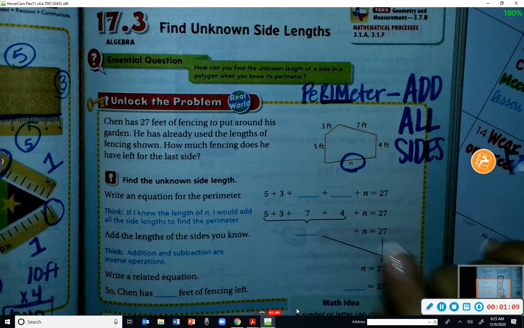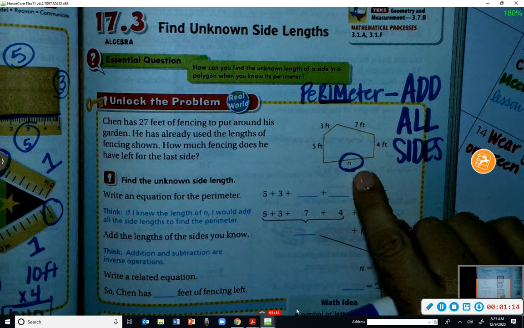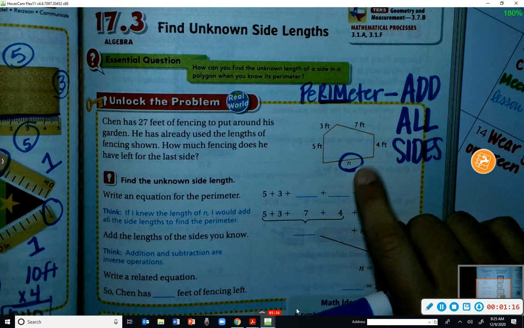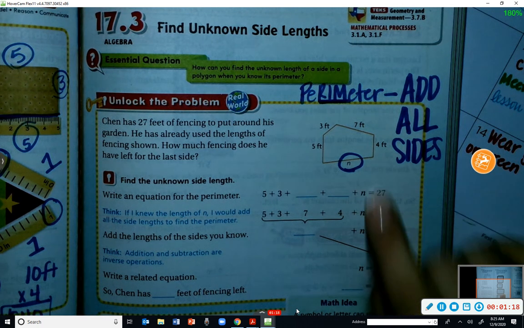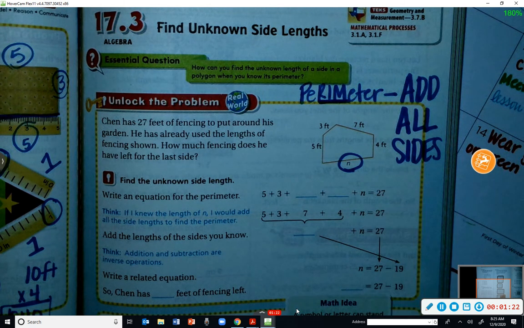Okay, but today we're going to look at what we do to figure out if we don't know one of the sides. How are we going to figure this out? So let's look at what the question says at the very top. Everybody with me where it says unlock the problem? It says Chin has 27 feet of fencing to put around the garden. He has already used the lengths of fencing shown. How much fencing does he have left for the last side?